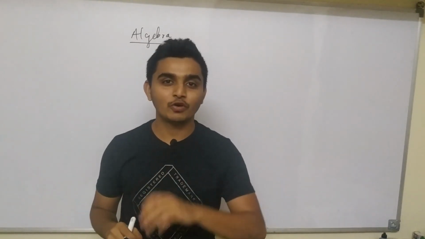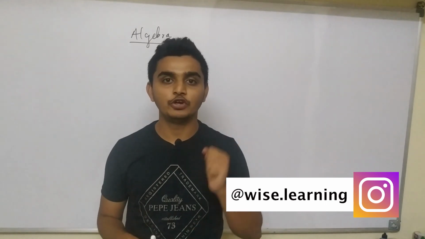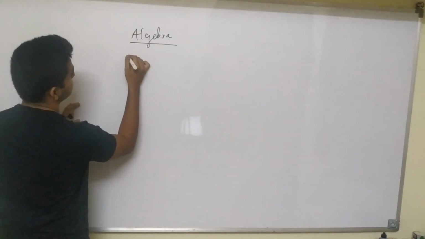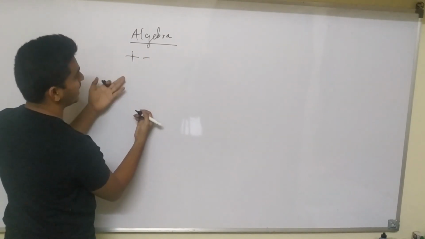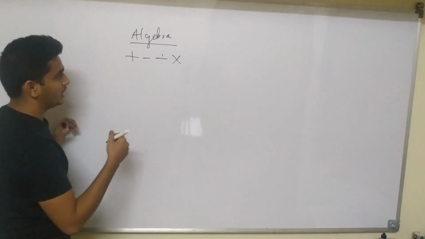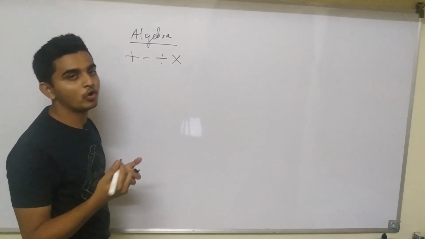Hey, in this video we are going to check what is the algebra of continuous functions. So what is the basic meaning of algebra and what does this consist of? It basically consists of addition, subtraction, division and multiplication. Well, in the form of continuous functions, what do we need to check?